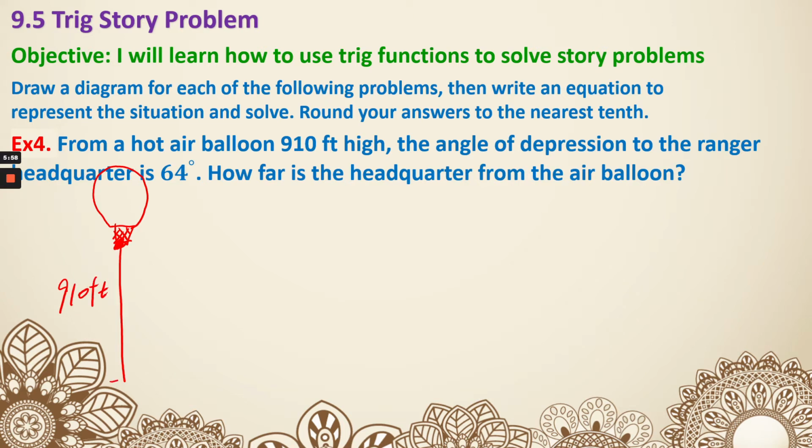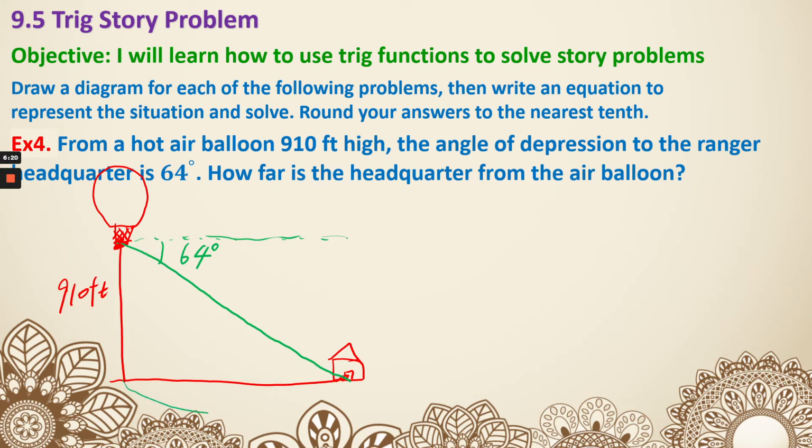And angle of depression. So let's say this is the headquarters. Angle of depression. So this would be our horizon, which is the outside, and it's looking down. So this angle is 64 degrees, and it's asking how far the headquarters is from the hot air balloon. So this side. And if you notice, the horizon and the ground are actually parallel. So by alternating interior angles, this would actually be 64 degrees as well.